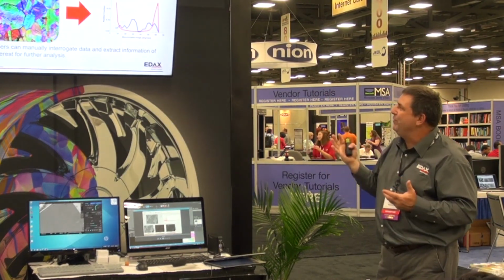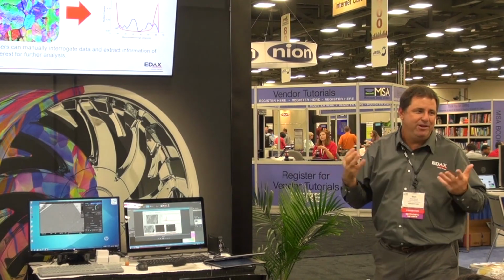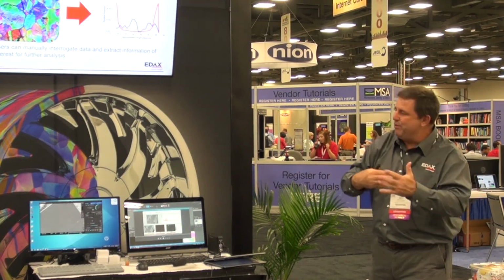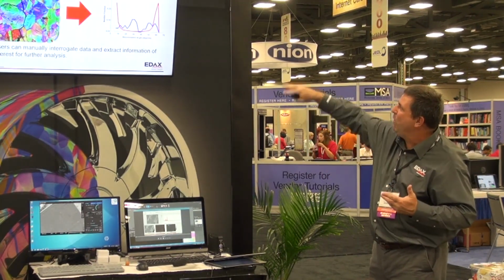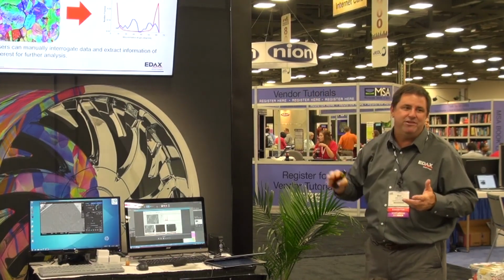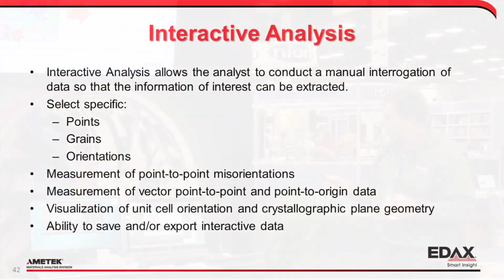So there's an effort for this type of material to do what's called grain boundary engineering, where they do different thermomechanical processing to put more of those 60-degree boundaries to make it more crack resistant. When we do interactive analysis, you can do point-to-point misorientations, you can do point-to-origin, we can see what the unit cell and different planes are. Once you've done all that, you can export it and save it, you have it available.